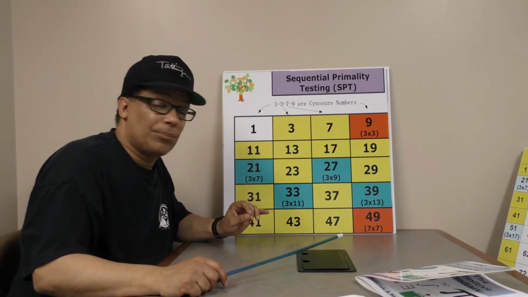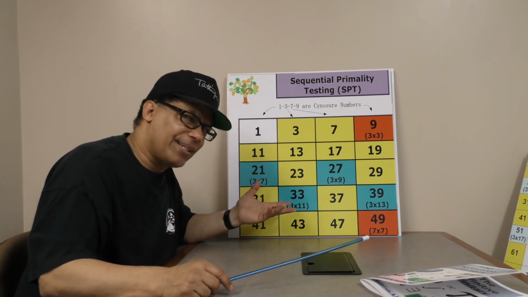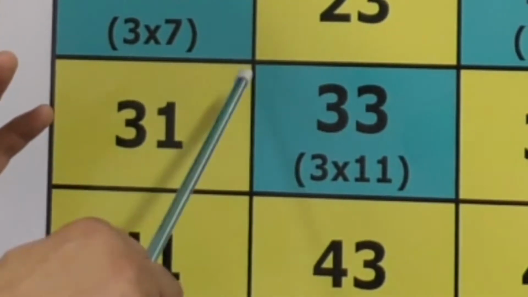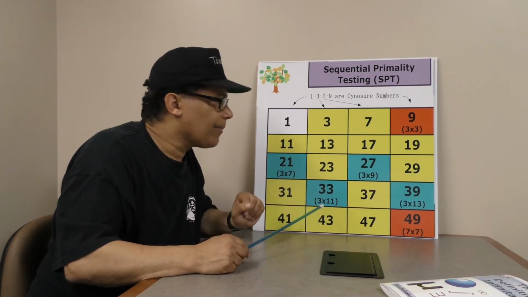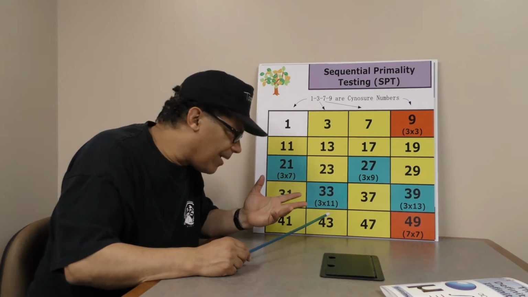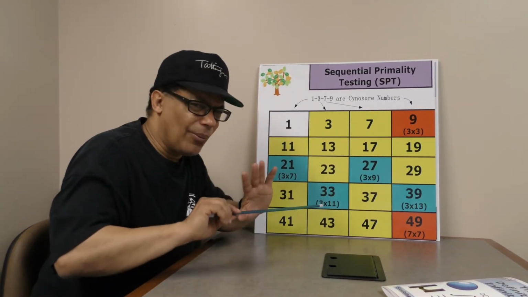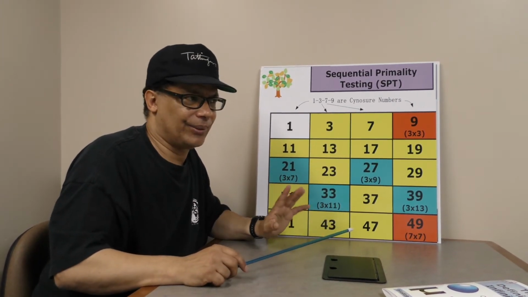How does sequential primality testing work? Well, you pick a number. Let's pick the same number that is in this paper here, 31. We take the square root of 31 and we get 5 and some change. 5.56 and some change. Well, we have to eliminate all of that change because we want to get close to a cynosure number.